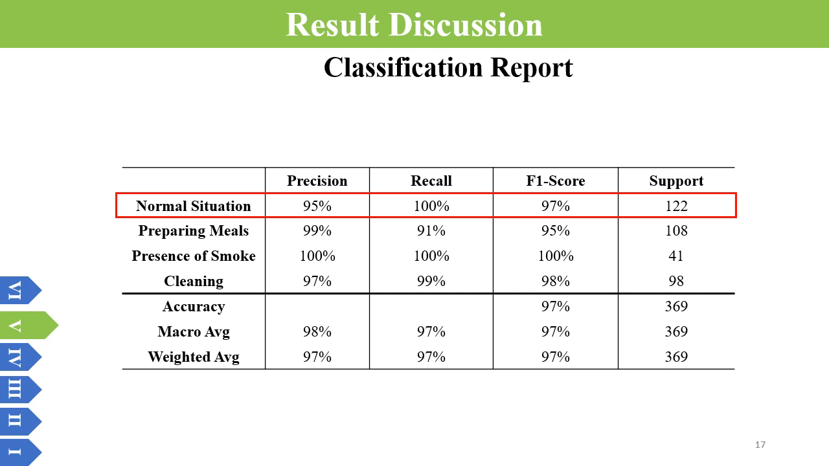Regarding the second class, preparing meal, the recall is reported as 91%, implying that the model may misclassify or overlook instances from this class. The F1 scores for the first class, normal situation, and second class, preparing meal, are reported as 97% and 95% respectively. The F1 score provides a consolidated assessment of the model's performance considering both precision and recall. Here we can propose a hypothesis, that is, maybe there are similarities between the measurement parameters of the first class and the second class, and this can also be true with the last class.